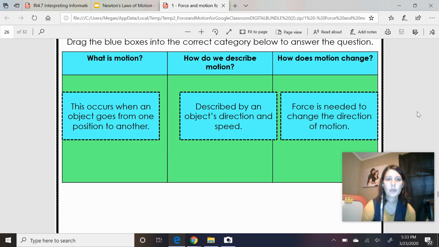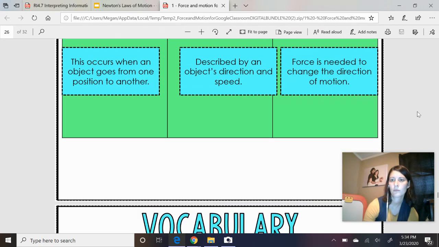All right, so what is motion? Motion occurs when an object goes from one position to another. How do we describe motion? It's described by an object's direction and speed. And then how does motion change? Force is needed to change the direction of motion.